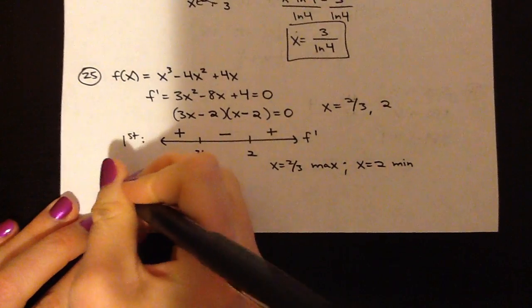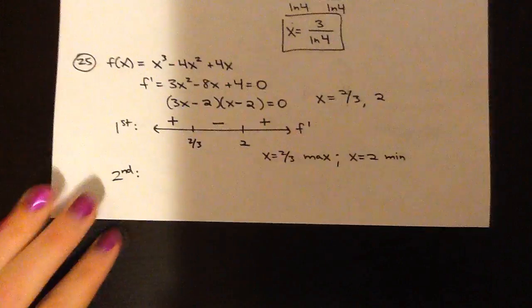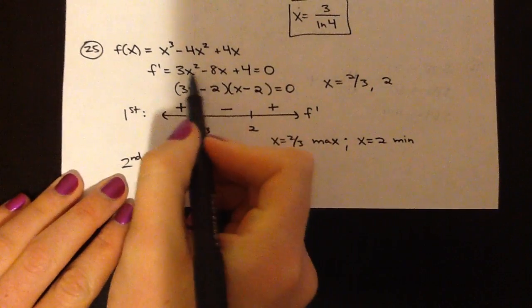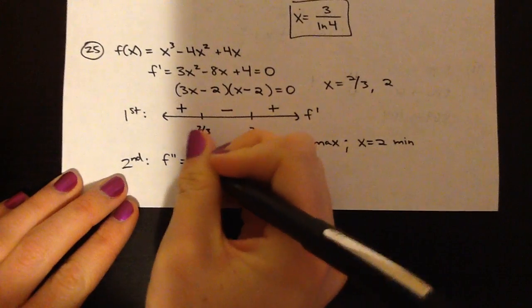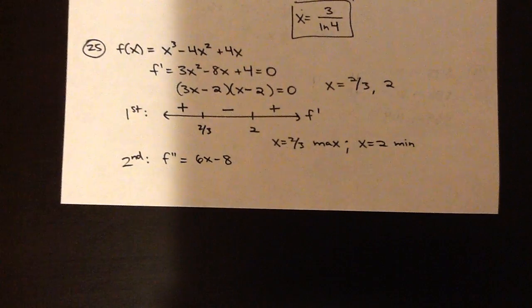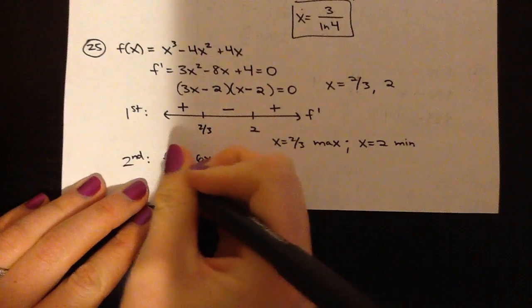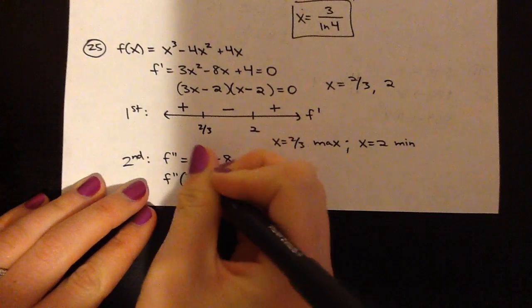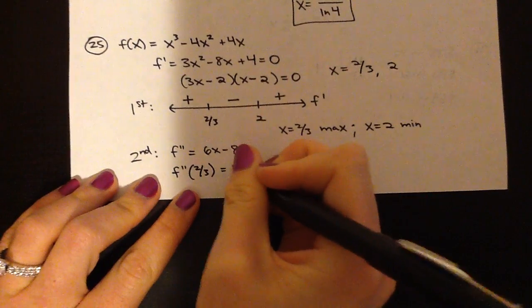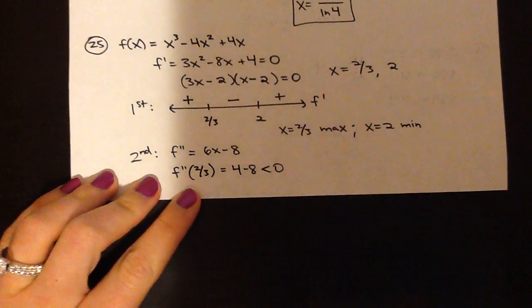Another way would be the second derivative test. And the way we use the second derivative test is by first taking the second derivative. So I take the derivative of this, I get 6x minus 8. And then I actually plug in my critical points to check the sign. So if I plug in 2/3, 6 times 2/3 is 4. And then minus 8, that of course comes out negative.